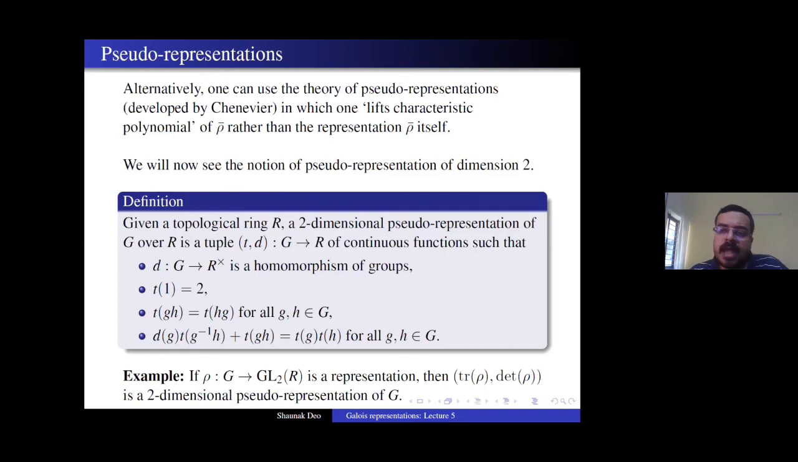So as I said, the idea is that when we say there's a pseudo representation of dimension 2, it's a tuple of functions which behave like trace and determinant of a representation. It may not come from a representation, but their properties are very much like trace and determinant of a representation.